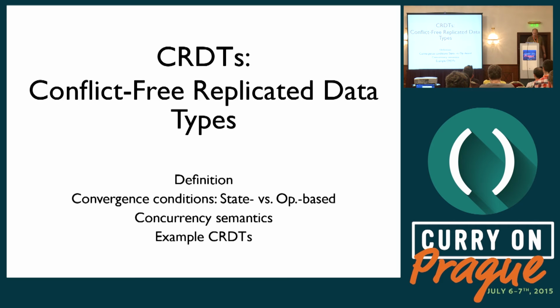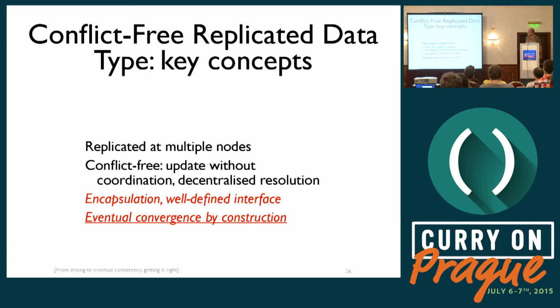Okay, I'll skip this one, and I'll talk about CRDTs. So what are CRDTs? CRDTs are basically data that's replicated and updated without any synchronization, just like I explained earlier. The two key ideas of CRDTs are, one, that a CRDT is a data type, and therefore you encapsulate all the complicated things inside the data type so that programmers can use it without thinking.